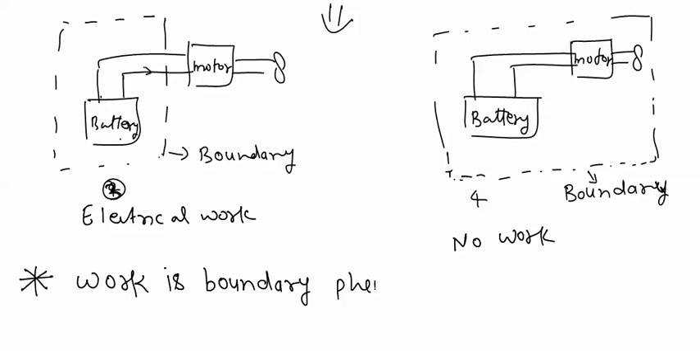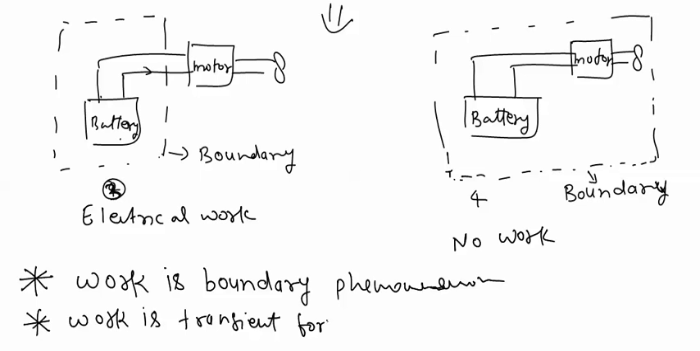And again you will see work is done by the system only when energy transits from one point to another point. It means again work is a transient form of energy, and these star points which are made in each and every chapter are very, very important from the written exam point of view.